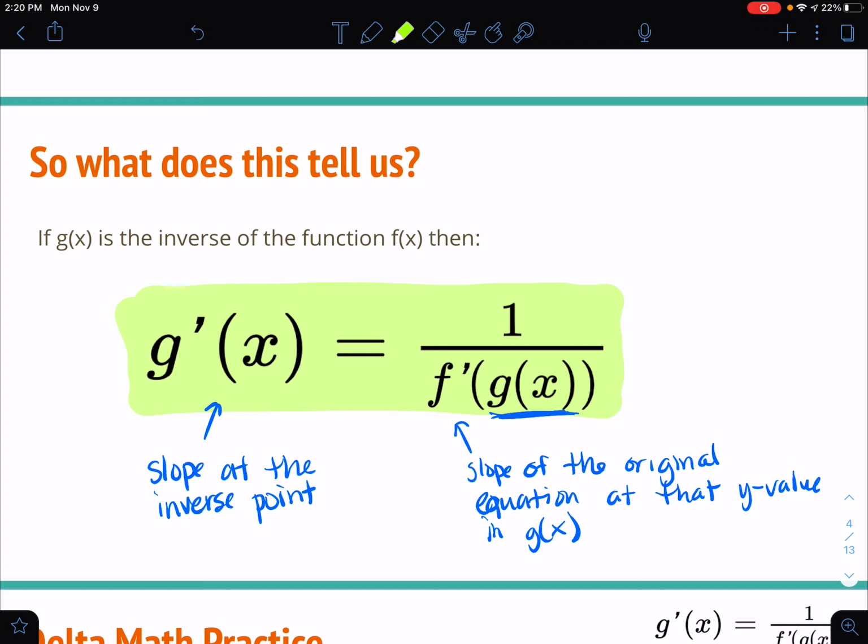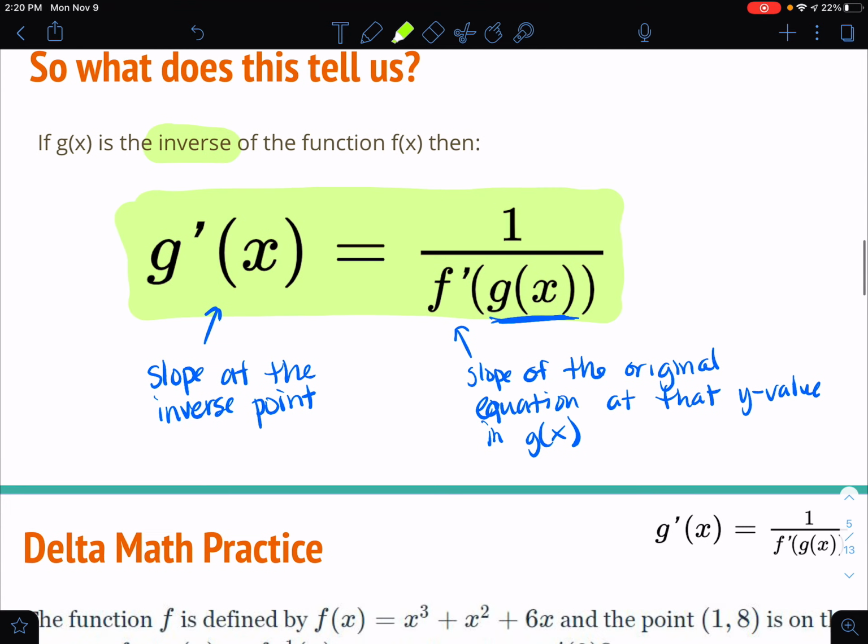So anytime you see an FRQ or a multiple choice question, and they say anything about two functions being inverses of each other, there's a really good chance you're going to be using this rule.